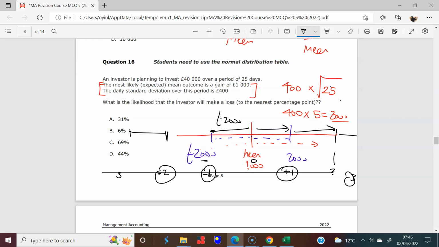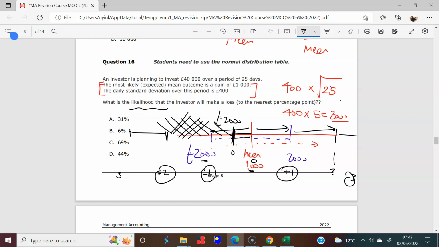Now that we've agreed that we have a deviation of 2,000, the question is asking, what is the likelihood, or what is the probability, what is the percentage that you will make a loss? For you to make a loss, you need to really just fall by £1,000, right? Because if you lose 1,000 of gain, if you fall by £1,000, you're at 0. So anything on this end is a loss, right?